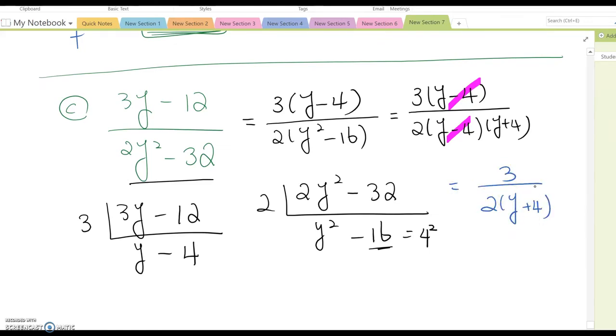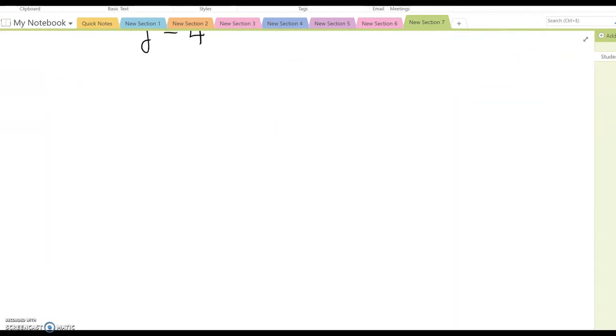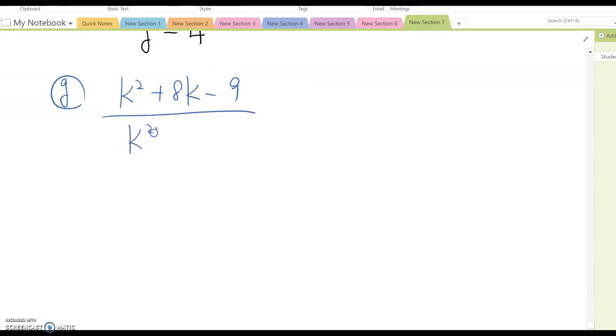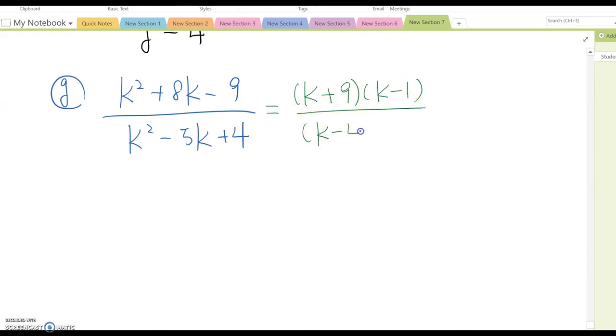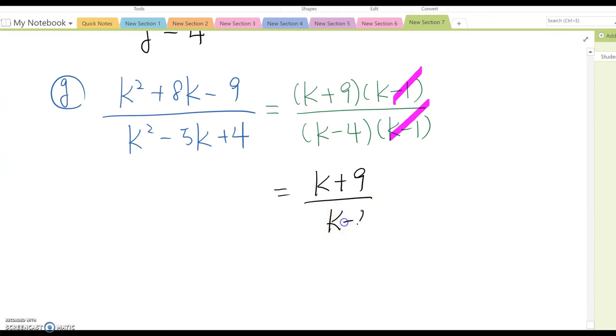Okay, let's do just one more question. What about this? k squared plus 8k minus 9 over k squared minus 5k plus 4. The numerator and denominator are both trinomials, so you have to factor them as well. If you do it, you have k plus 9 and k minus 1 on top, and k minus 4 and k minus 1 on the bottom. Now this cancels out. So the answer becomes k plus 9 over k minus 4. Okay?